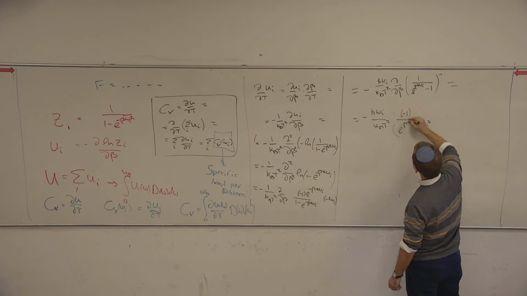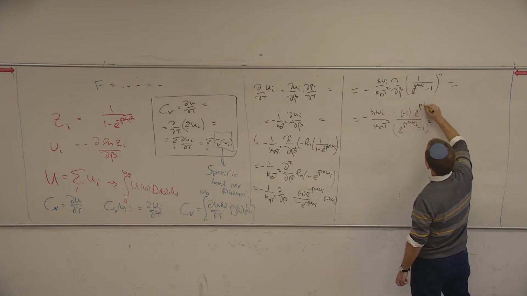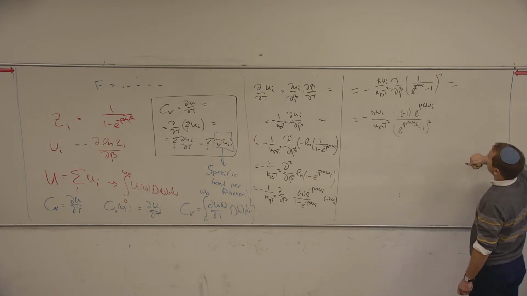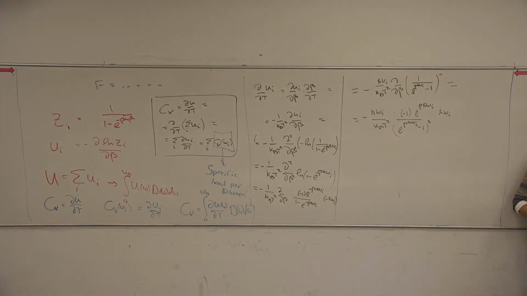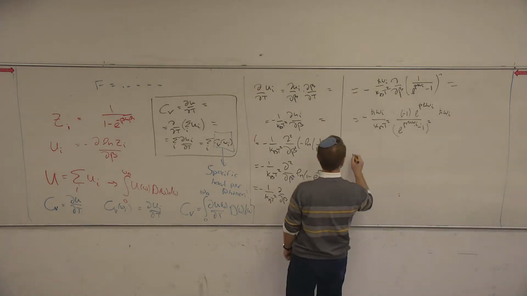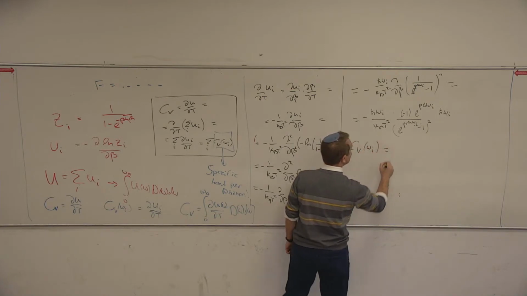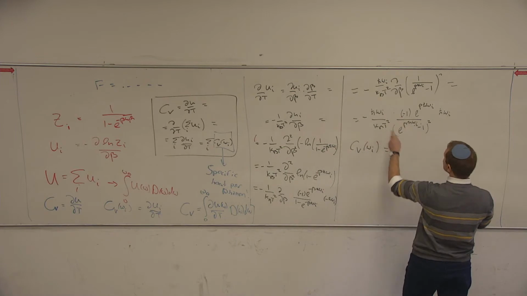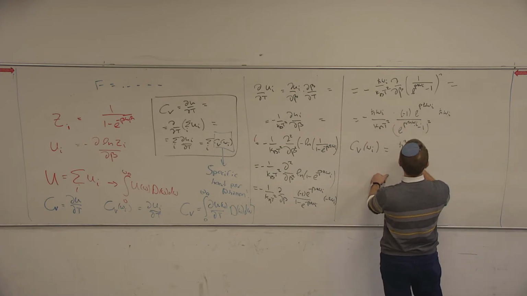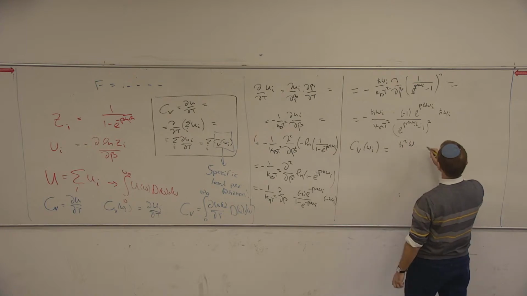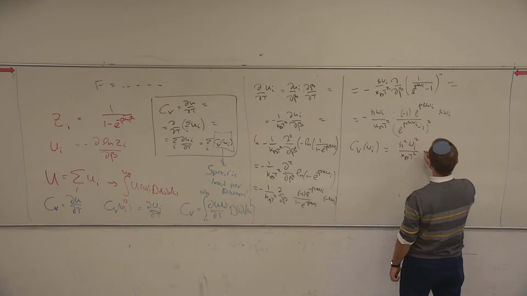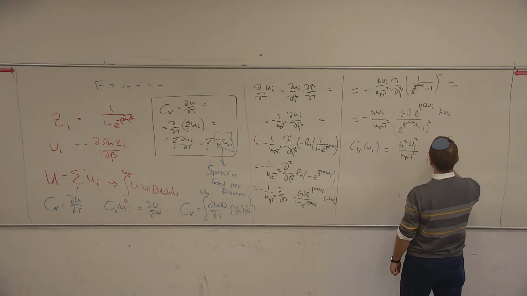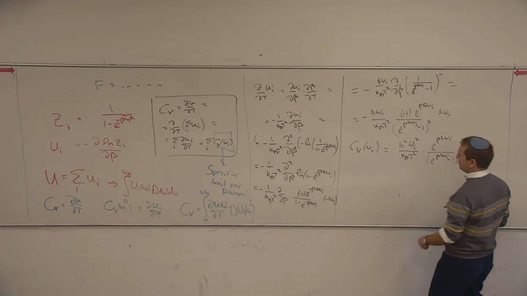Here we have minus 1. We have e to the power beta h bar omega I, and we have an additional h bar omega I. Okay, so in total, what we call C_V of omega I equals minus and minus, they disappear, so this is great. And we have h bar squared omega I squared divided by k Boltzmann T squared multiplied by e to the power beta h bar omega I divided by e to the power beta h bar omega I minus 1 squared.